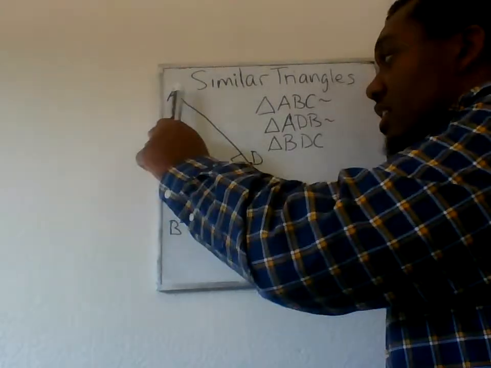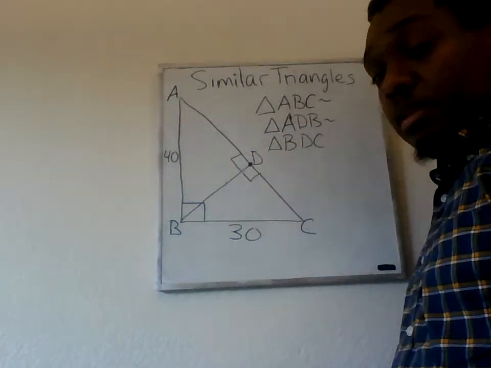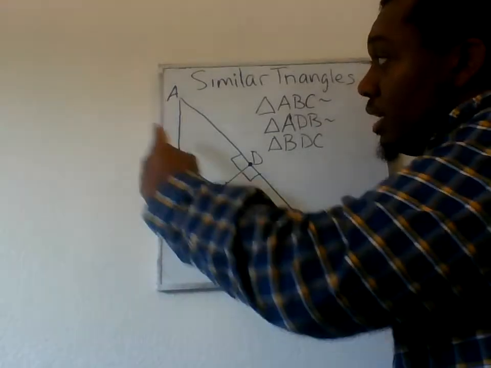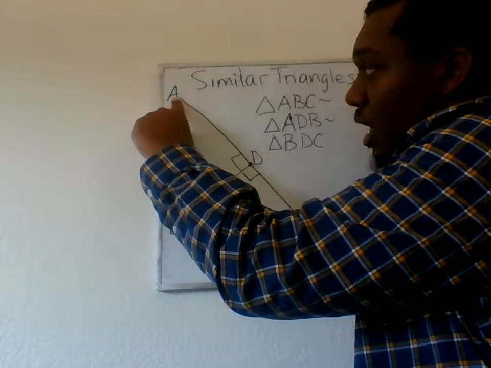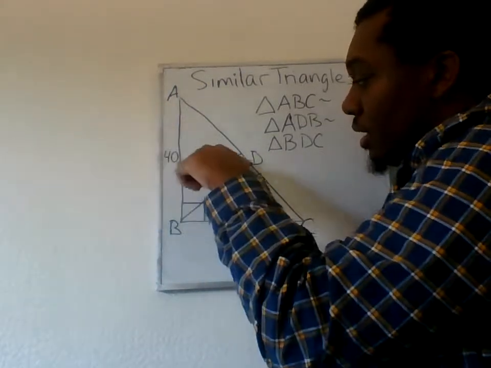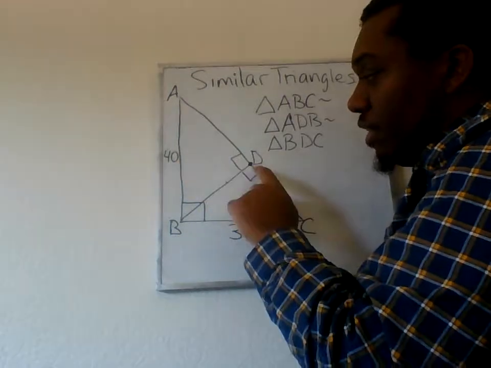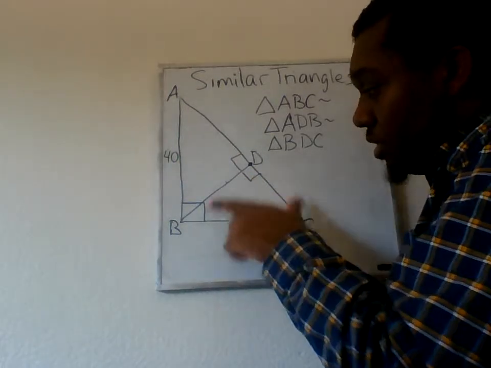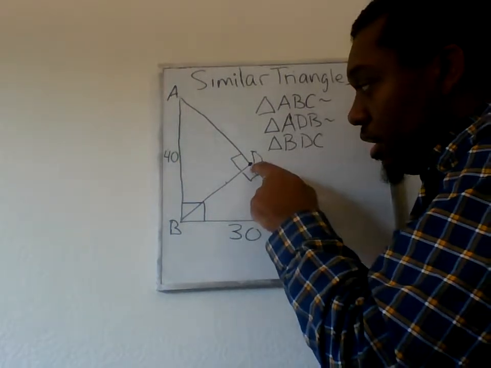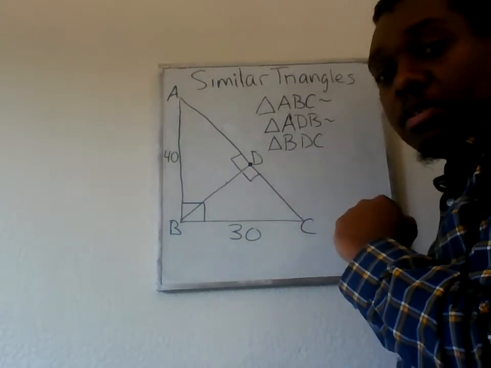The first one is the right triangle as it was to begin with. The second one is using two of the points and the point of intersection to the hypotenuse. And the third one is using the two other points and the point of intersection to the hypotenuse.